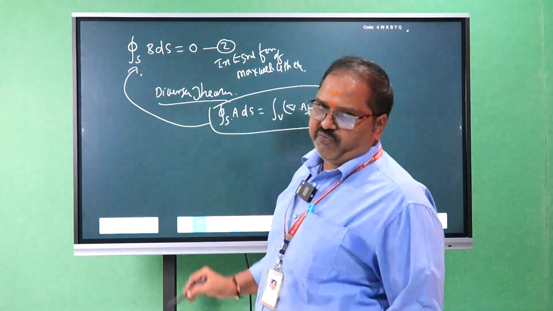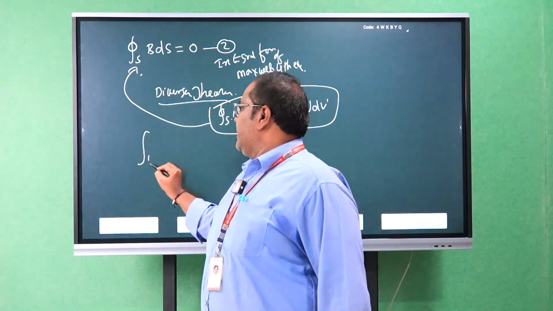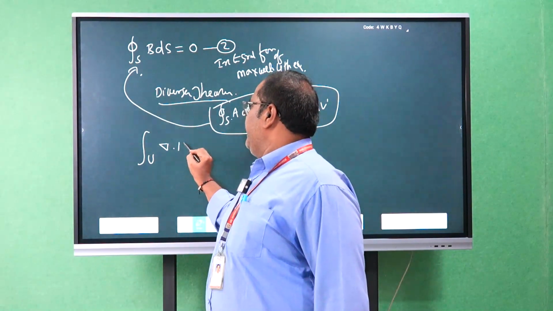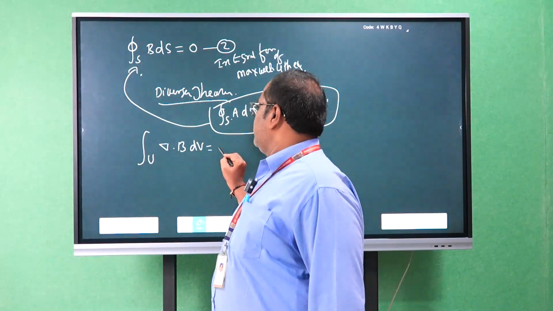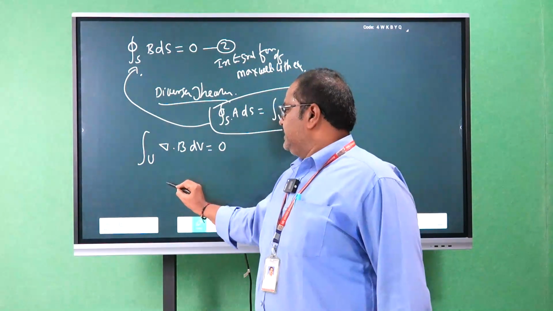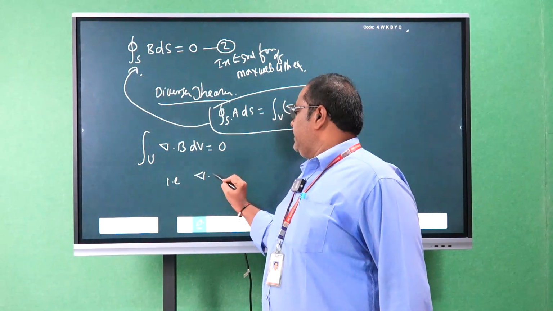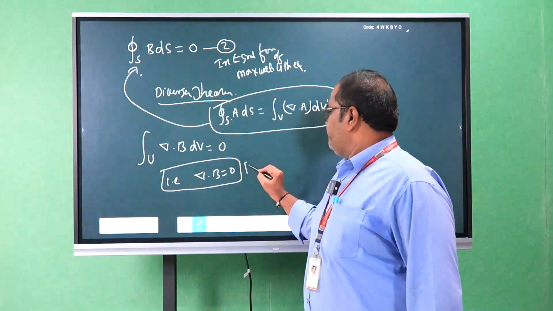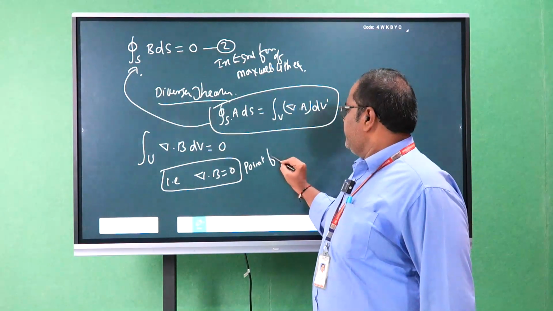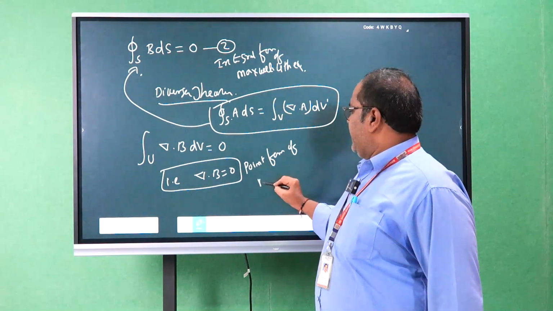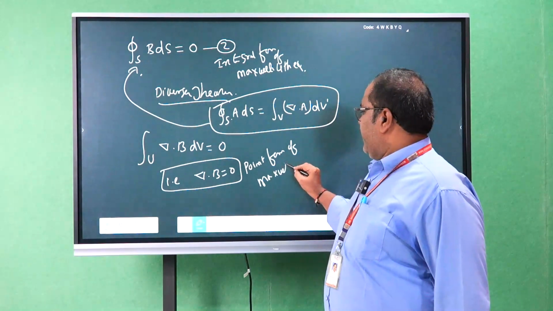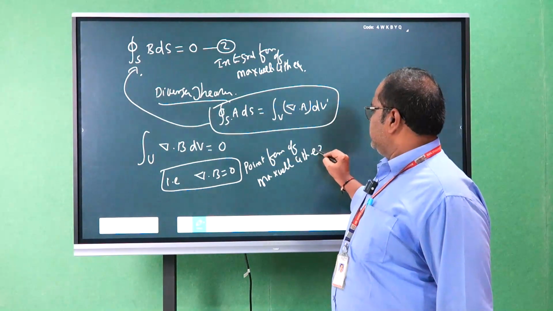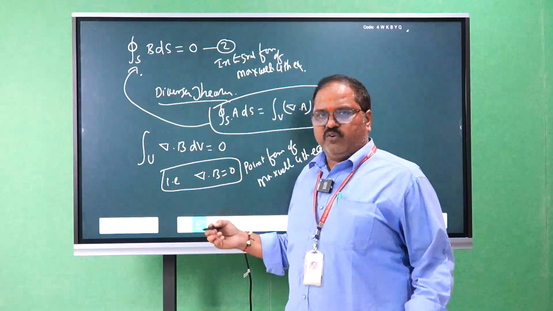Therefore, the above equation is modified: the volume integral of del dot B dV is equal to 0. That is simply del dot B is equal to 0. This is the point form of the Maxwell fourth equation. What is the third equation? What is my fourth equation?